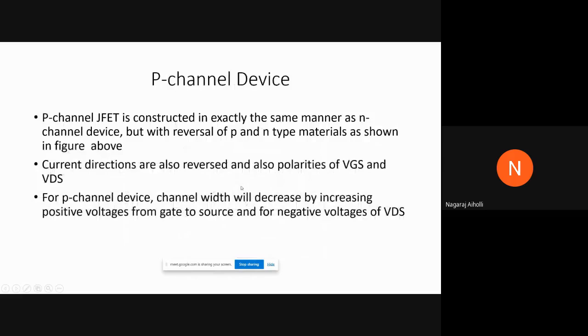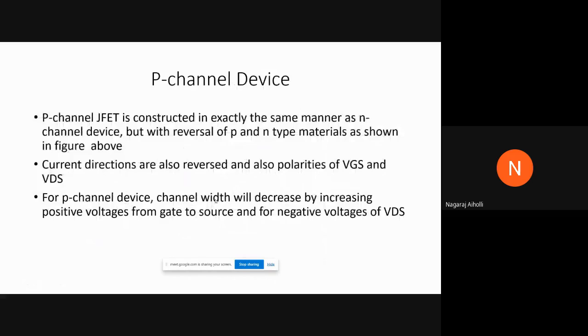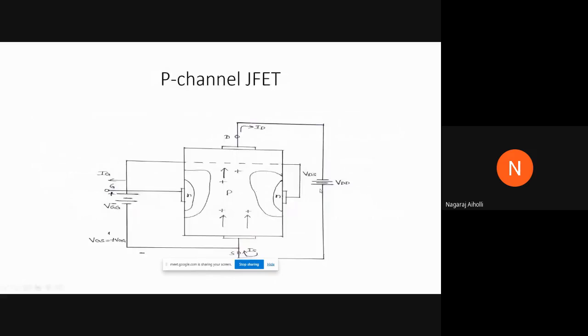Current directions are also reversed. In the N-channel JFET, the current is moving from top to bottom, whereas in the P-channel JFET, the current is moving from bottom to top. The current directions are reversed. For a P-channel device, the channel width will decrease with increasing positive voltage from gate to source, and for negative voltages of VDS. That's what I told. So as we increase the VDS or VDD, it is repelling the negative charges, so the width of the depletion region decreases.